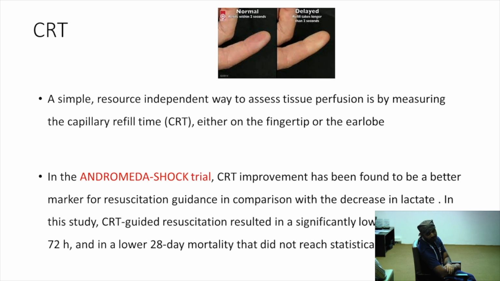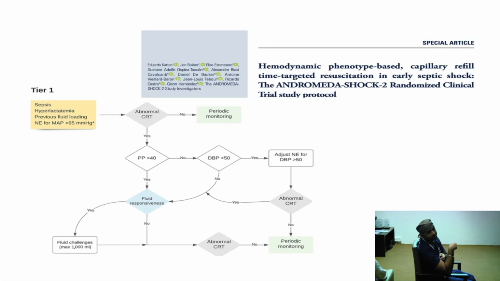The Andromeda shock trial suggested that your capillary refill time, one of the easiest techniques, looking at the peripheral perfusion graded strategy, you check the capillary refill time, and it can guide you regarding the resuscitation and fluid administration. It is better than lactate levels, and Andromeda shock 2 trial has adopted this strategy. It's a good strategy. Just look at this slide.